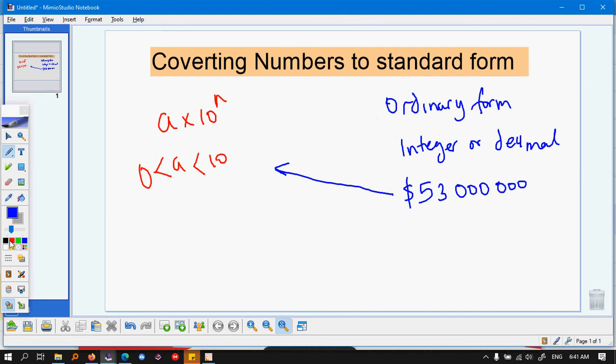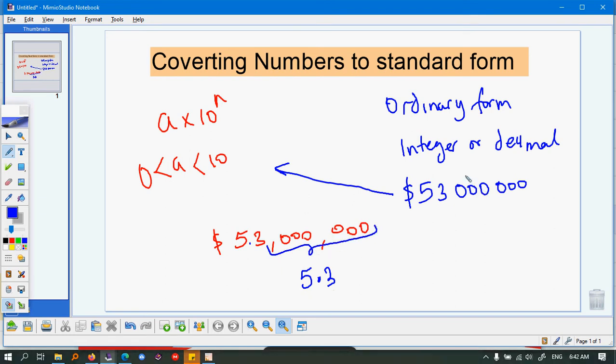So what do we basically do? If I have my number as $53 million, step one, I am going to write down, because I want my a to be between 0 and 10, I'm going to put a decimal point between 5 and 3. So I'll have 5.3.